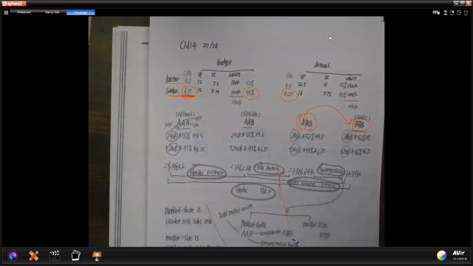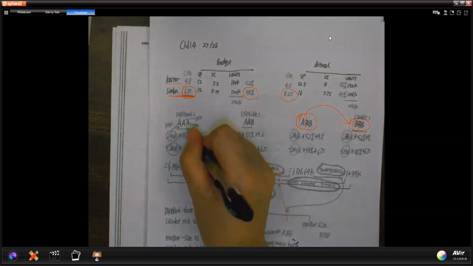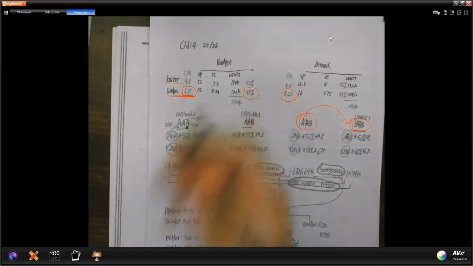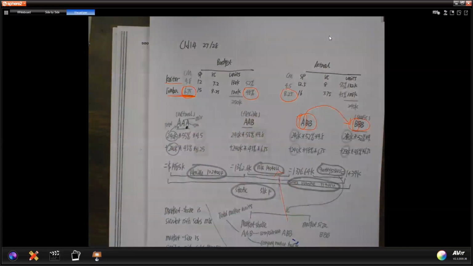The logic here is we want to get the company's contribution margin. We compare the actual contribution margin with the budgeted contribution margin. But we have more than one product, right? We have two products, we have three products. So we want to get the total contribution margin. That's the reason we have a contribution margin factor here. How do you get the company's total contribution margin? It's basically your first product's total contribution margin plus your second product's total contribution margin.